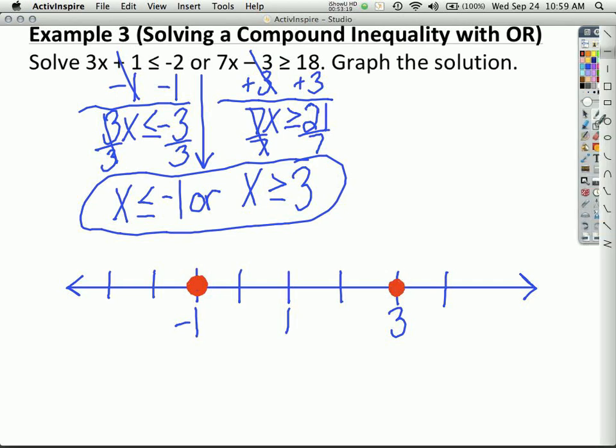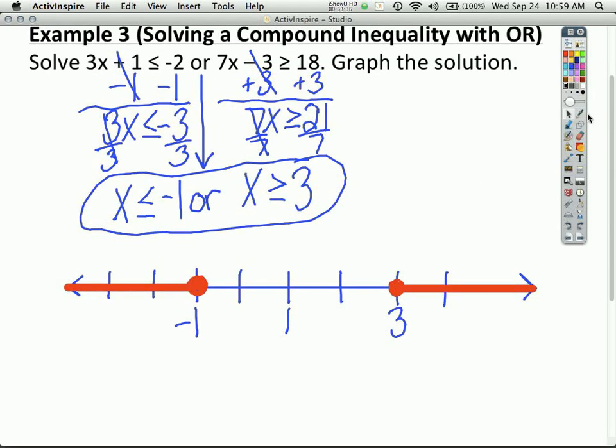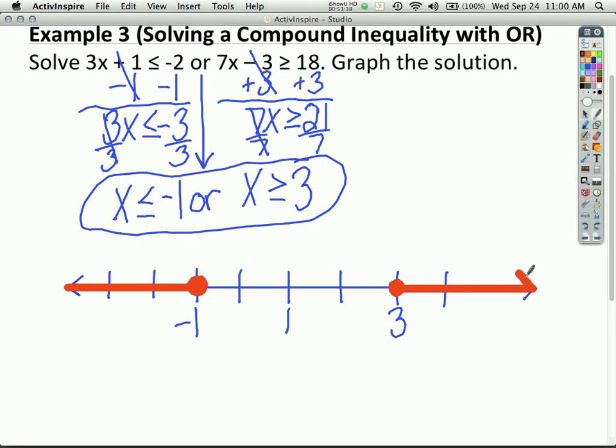And what about shading? Where do we shade? In between or opposite ends? In between, opposite ends. Amani? What do you think, Cheyenne? Yeah, we're going to shade opposite ends. There, and make sure you put an arrow on the ends to indicate that it goes on and on forever.